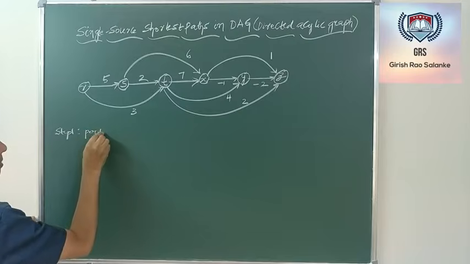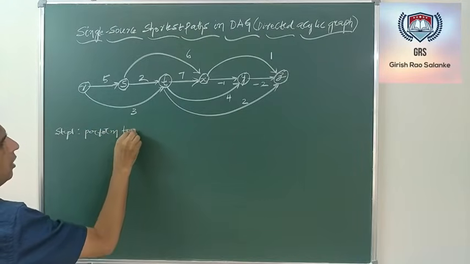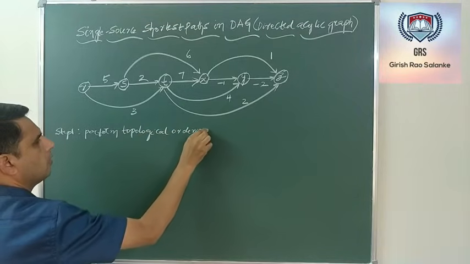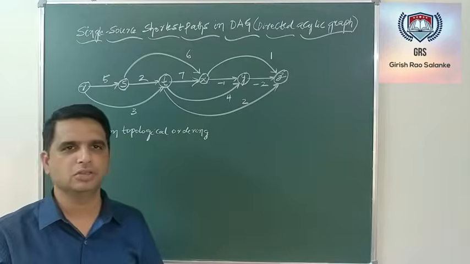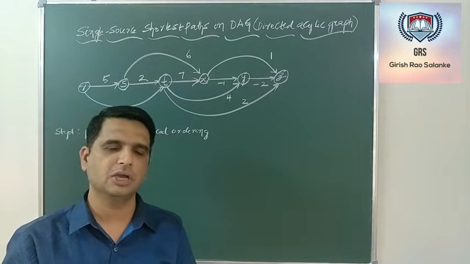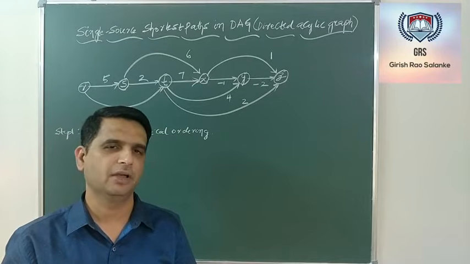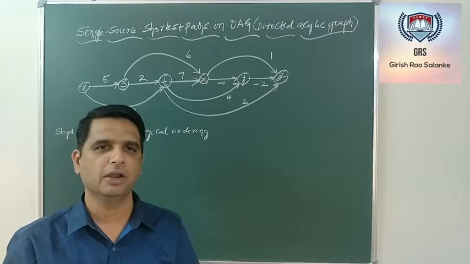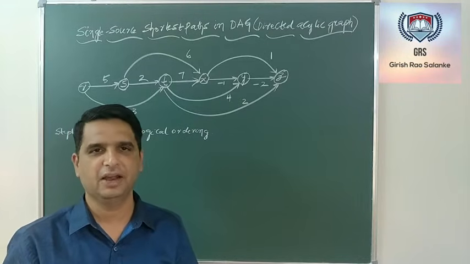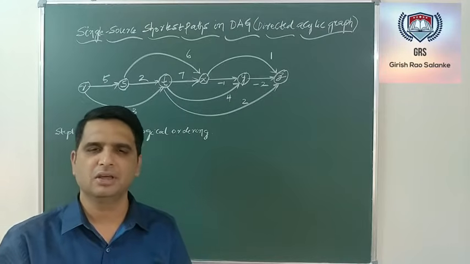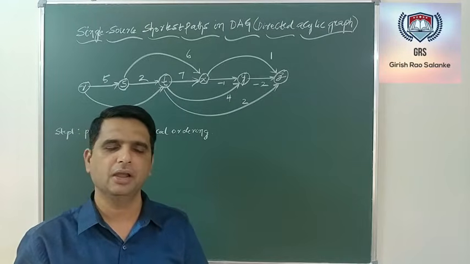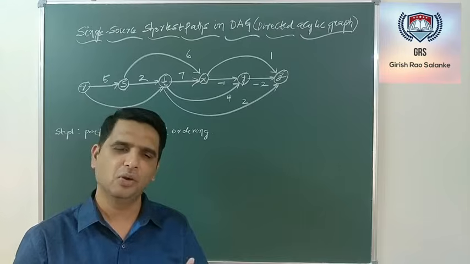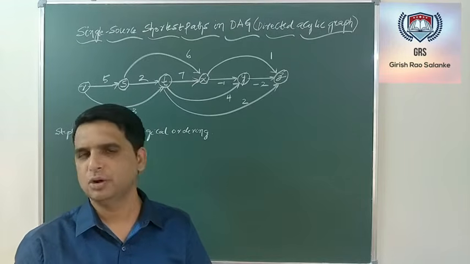I need to perform topological ordering. There are so many ways to perform topological ordering. The most common method is the source removal method, or we call it the vertex deletion method. There is one more method through which we can obtain the topological ordering, that is with the help of the DFS traversal. Let's not worry about how to perform the topological ordering, either with the help of the DFS method or the source removal method, assuming that we know some method through which we can perform it.